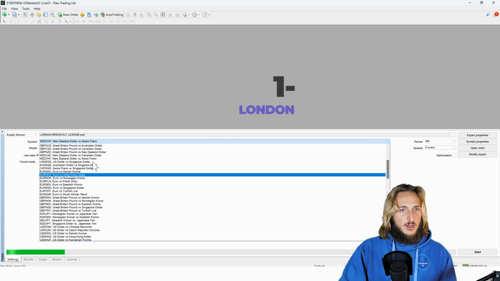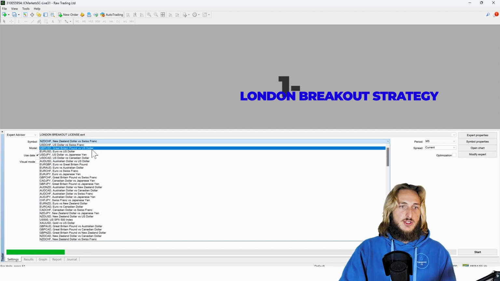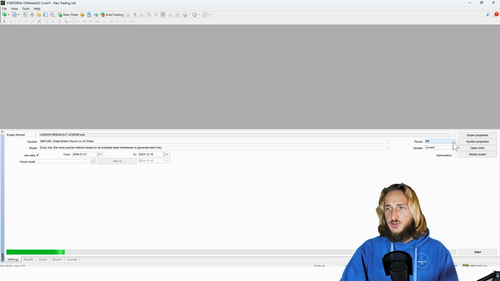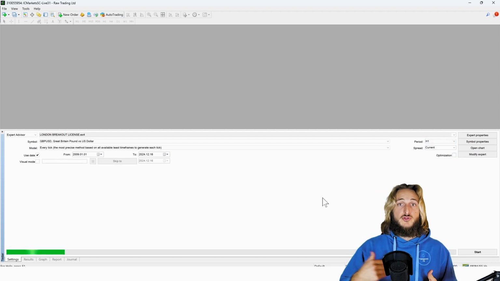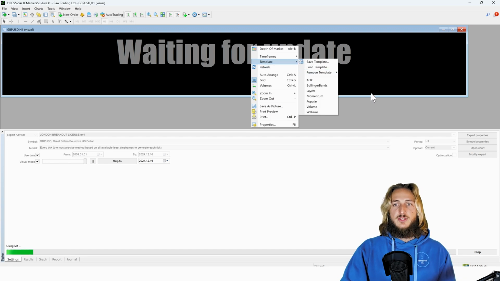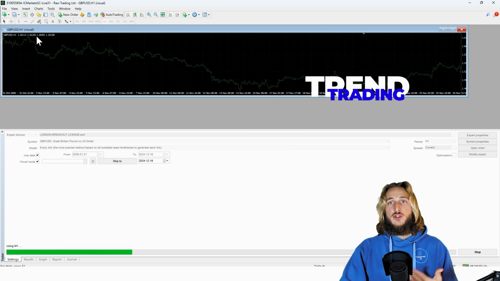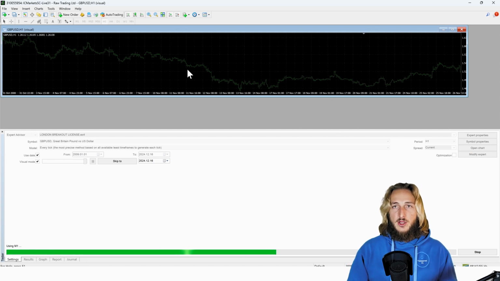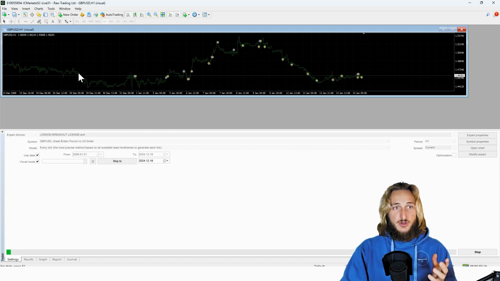So let's take, for example, my London breakout EA, which trades, obviously, GBP USD, which is the major currency for the London session. This one trades on the 1 hour time frame. For now, we will just be using the current spread. It is a trend following system, so it will look to try to catch the trend for the day on GBP USD. That is why it is called the London breakout expert advisor, because it looks to capitalize on the breakout during the London session. And as you can see now, it is trading.